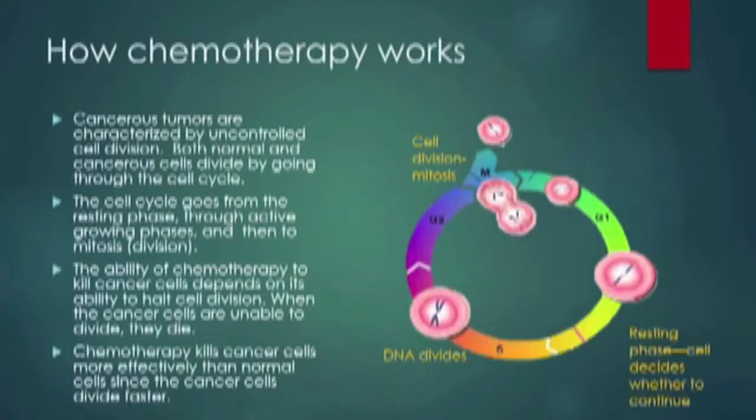Chemotherapy kills cancer cells more effectively than normal cells since the cancer cells divide faster and don't have time to repair themselves prior to cell division. Let's show a brief video now on the cell cycle.